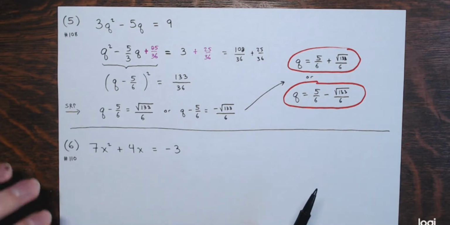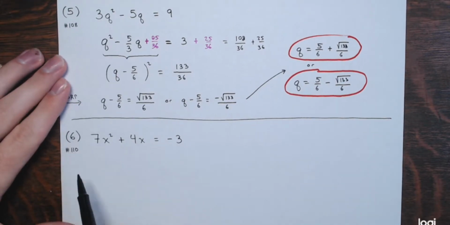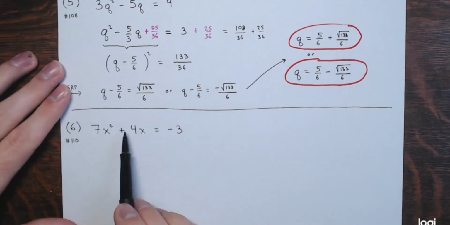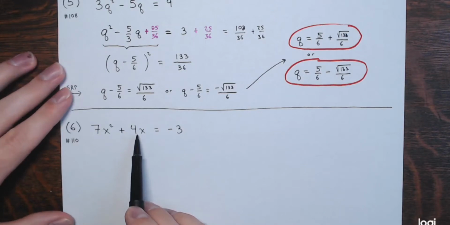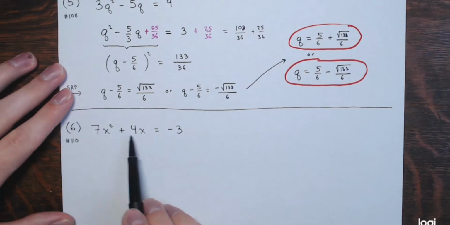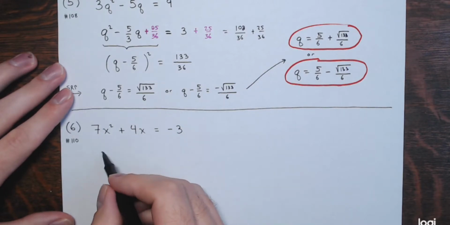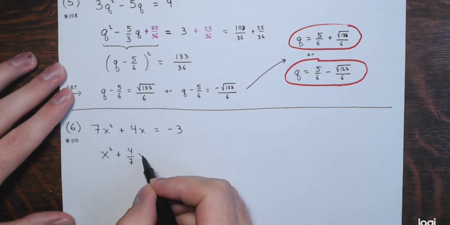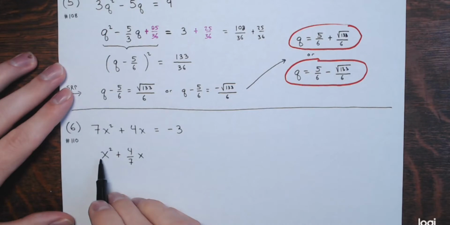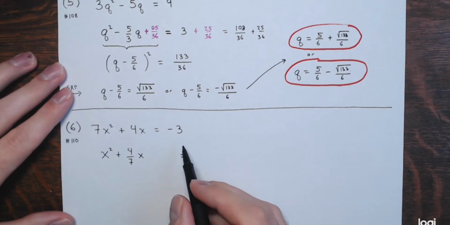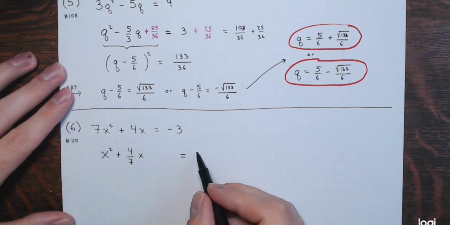Alright, and then finally, example 6, exercise 110 from the text. So once again, it's starting off with the quadratic term and linear term on their own side. But, the quadratic term doesn't have a coefficient of 1. I would like it to have a coefficient of 1. So I divide everything by 7. That gives me x squared plus, 4/7 times x. And now that the coefficient is 1 on the squared term, I can complete the square over here, so I'm going to leave a little space, equals, and then over here, -3 divided by 7, right? -3/7.